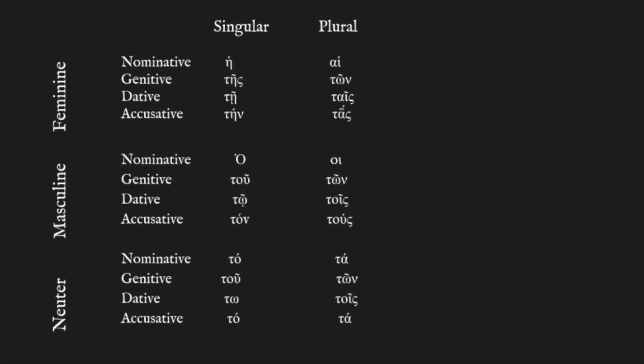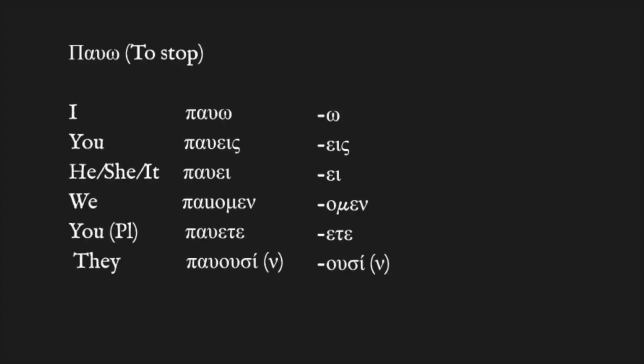Here is a quick recap of the article, and remember, articles always modify a noun and match it in gender, number, and case, so that means that the endings will be quite similar, so that can definitely help you in this lesson. And then finally, here is a review of our verb endings.